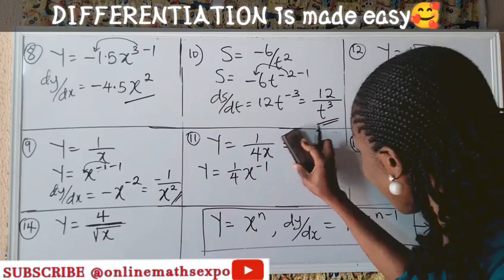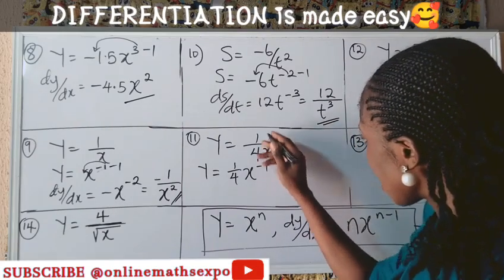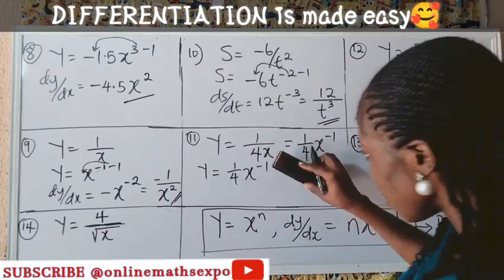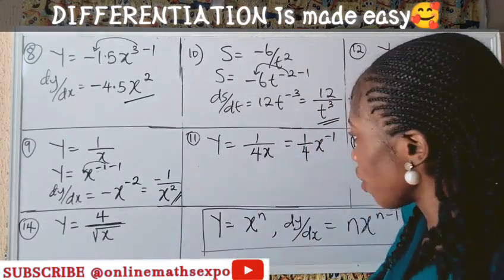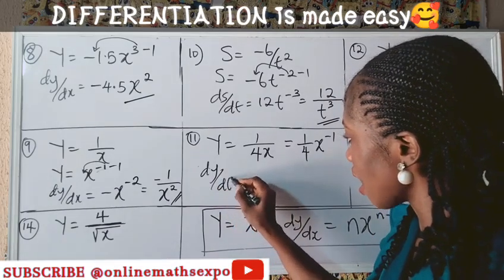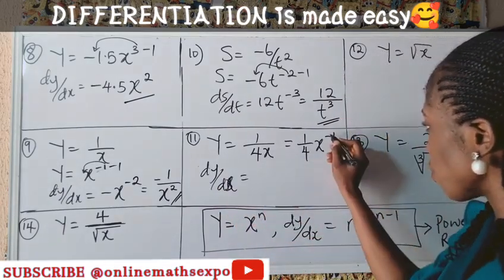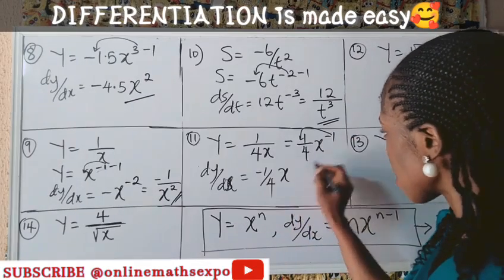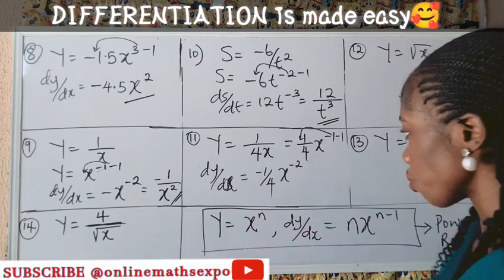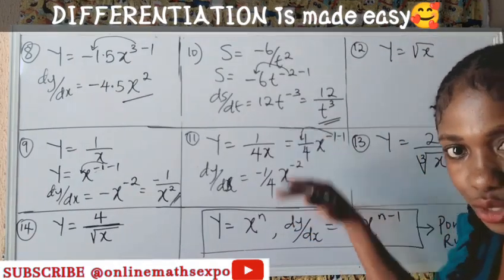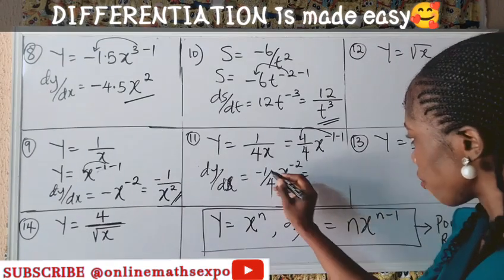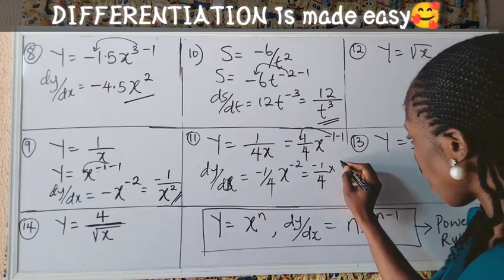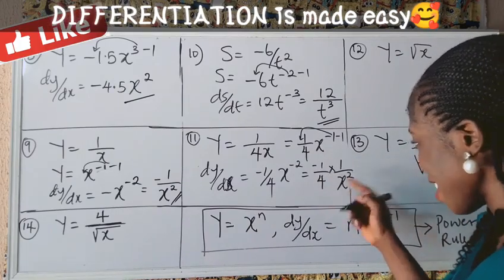So in that case, we clean this off and we say that this means 1 over 4 x to the power of negative 1. Now let's differentiate. So we're going to have dy dt, the x is giving us, use this to multiply, we have negative 1 over 4 x, subtract 1, we have negative 2. X is having a negative sign, so it goes down. So we are going to have negative 1 over 4 multiplying 1 over x squared.